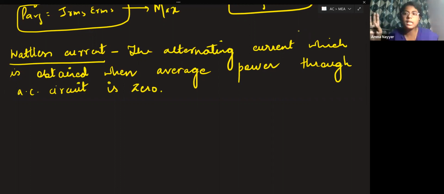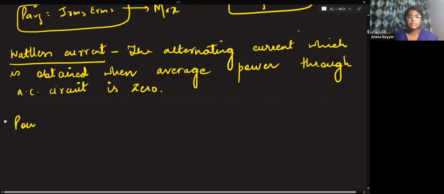So do not calculate anything. Do not write the formula. It's 0. One more term that I'll discuss is power factor.